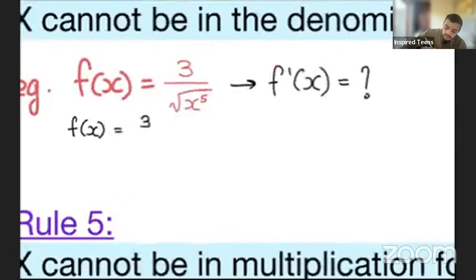So this becomes 3 over x to the power of 5 over 2. Now we've done one type of manipulation: we've taken it out of the surd. However, we still have to do another because x is in the denominator. It cannot be in the denominator, so we need to take it out of the denominator.